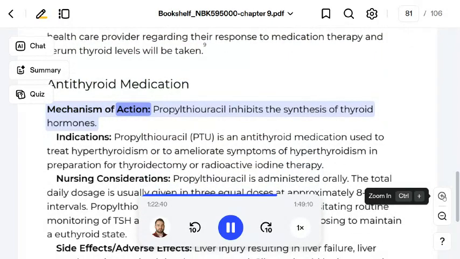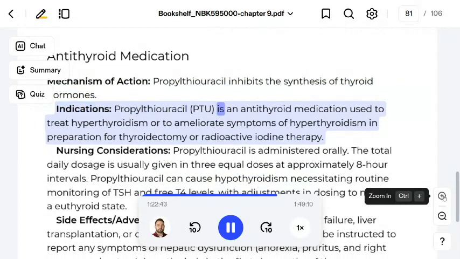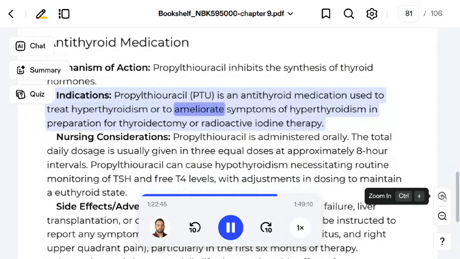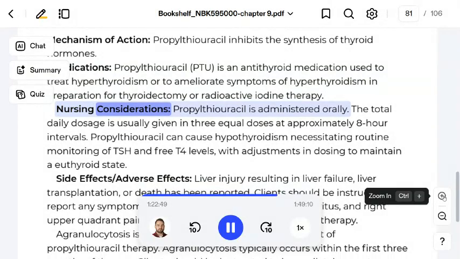Mechanism of action. Propylthiouracil inhibits the synthesis of thyroid hormones. Indications. Propylthiouracil is an antithyroid medication used to treat hyperthyroidism, or to ameliorate symptoms of hyperthyroidism, in preparation for thyroidectomy or radioactive iodine therapy. Nursing considerations.